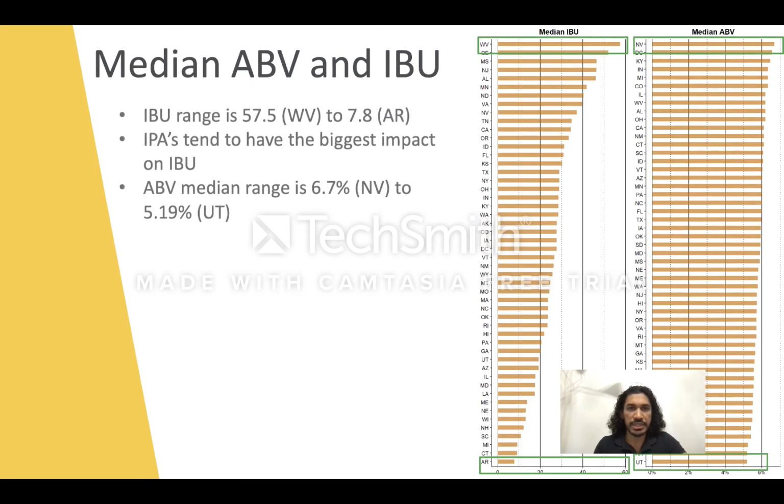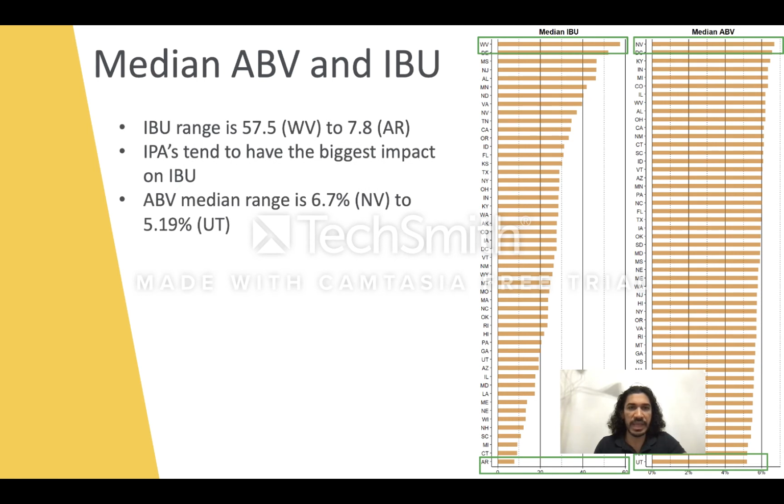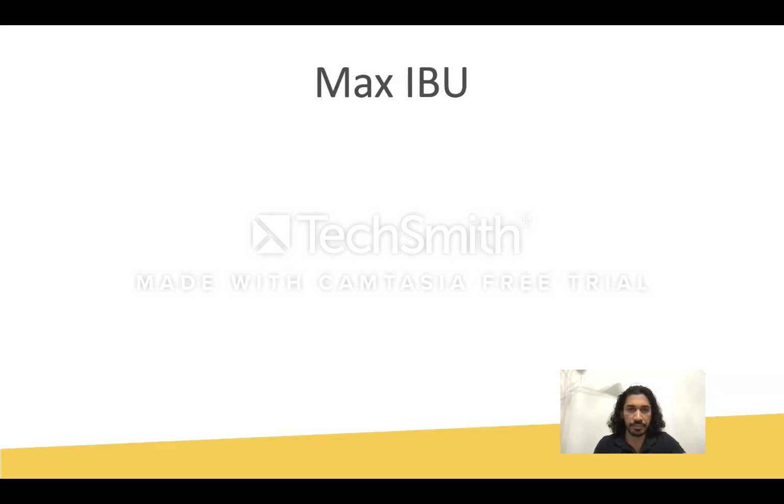We also computed medians for ABV and IBU, and found that West Virginia lies in the middle when it comes to IBU, and Arkansas is at the bottom. For ABV, we found that Nevada again comes in the middle. They like to drink beer with a high alcohol by volume, and Utah has the lowest ABV.